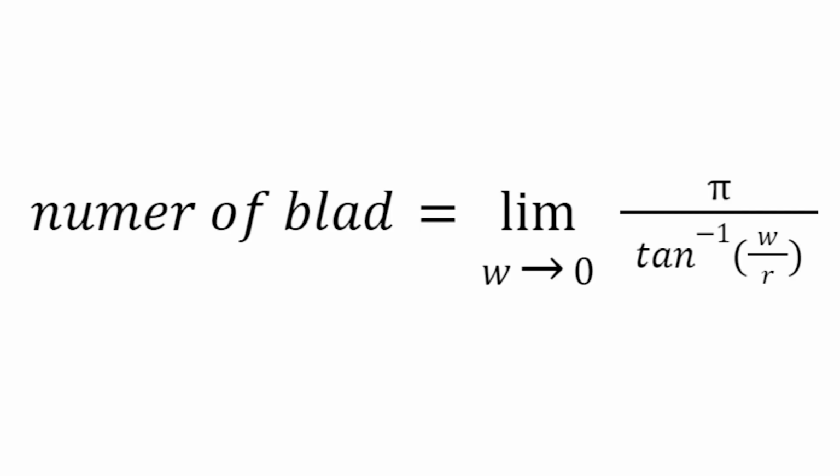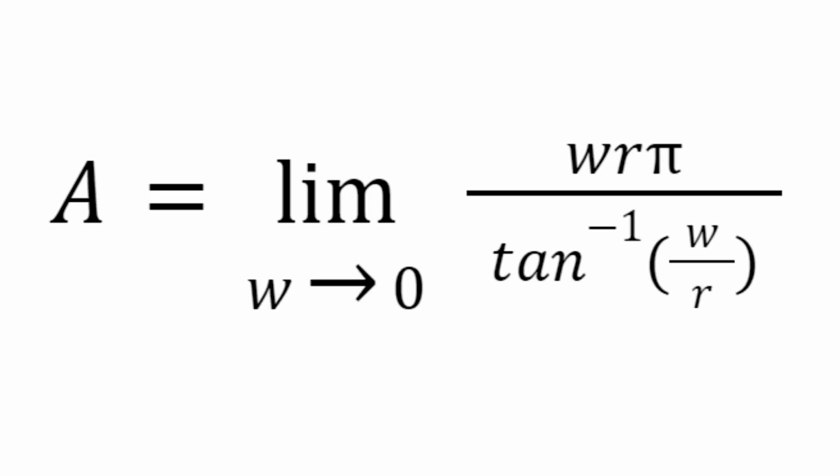And to find how many blades you need to fill a half, you need to divide the angle for half a circle, which is pi, by what I just stated, which is the limit as w approaches 0 of the inverse tangent, or arctangent, of the width divided by the radius. And you need to multiply that by the area of each blade, because the number of blades multiplied by the area of each blade gives the total area.